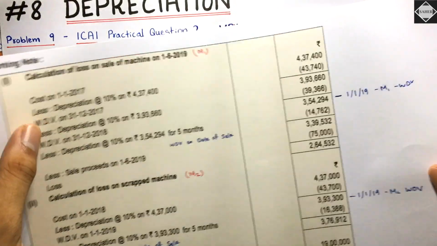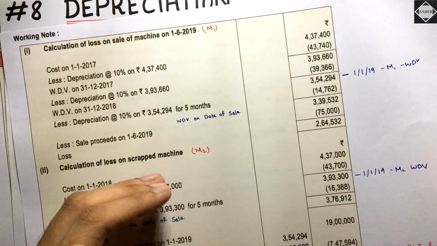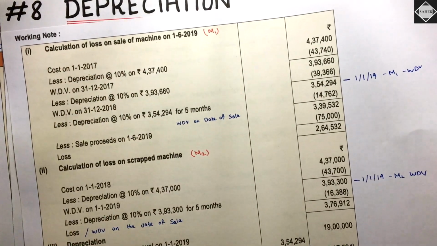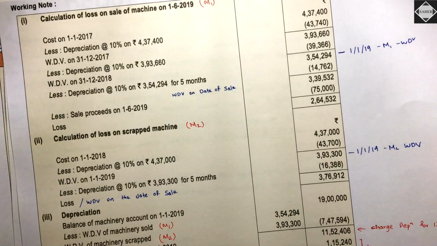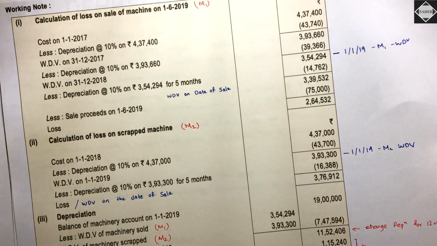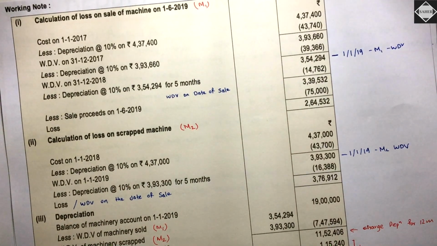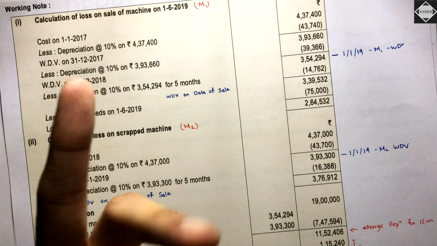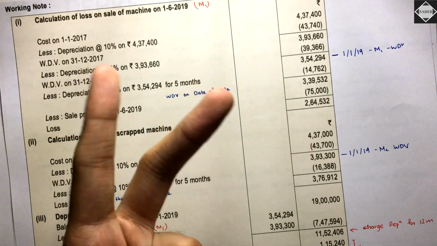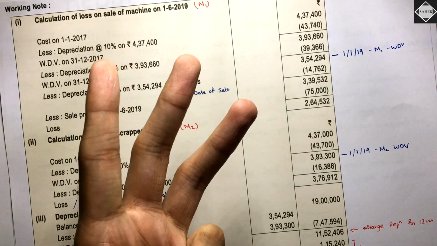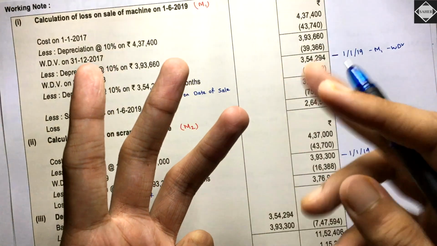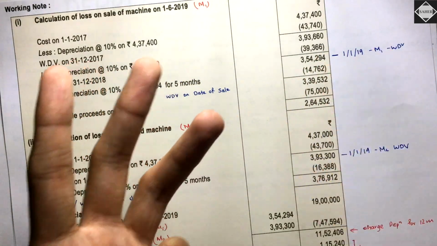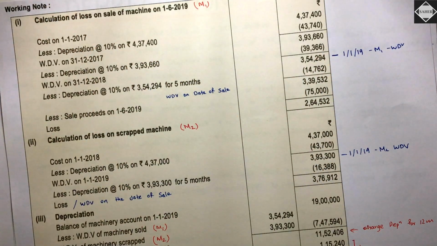This is the WDV method. You always calculate on the written down value, on the closing balances. Whenever you sell in between, you have to charge proportionate depreciation. Whenever you sell something, you have to calculate proportionate depreciation till the date of sale, then calculate the WDV on the date of sale, and then calculate profit or loss. How do you calculate profit or loss? Just compare the WDV on the date of sale with the sale proceeds. You will get the profit or loss. Really simple and straightforward, right?